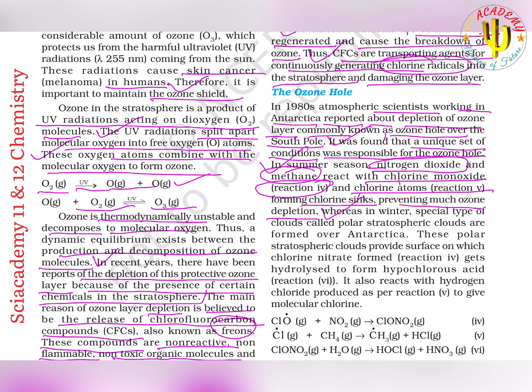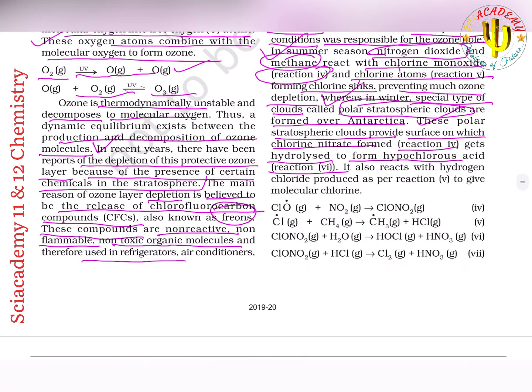Whereas in winter, a special type of clouds called polar stratospheric clouds are formed over Antarctica. These polar stratospheric clouds provide a surface on which chlorine nitrate, formed as given in reaction 4, gets hydrolyzed to form hypochlorous acid, given in reaction 6. It also reacts with the hydrogen chloride produced as per reaction 5 to give molecular chlorine.